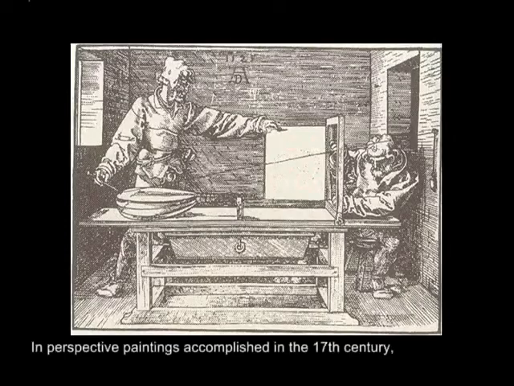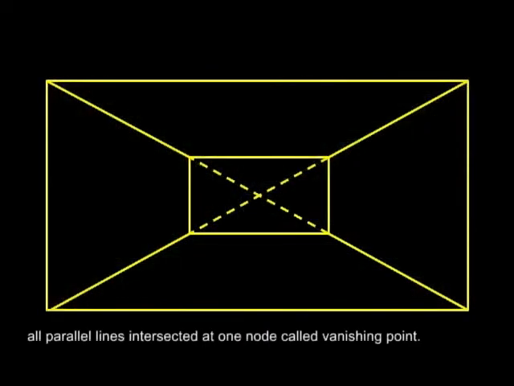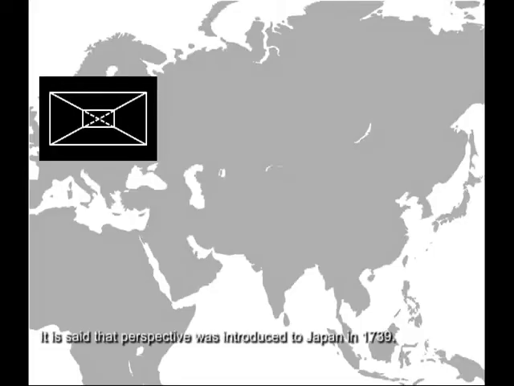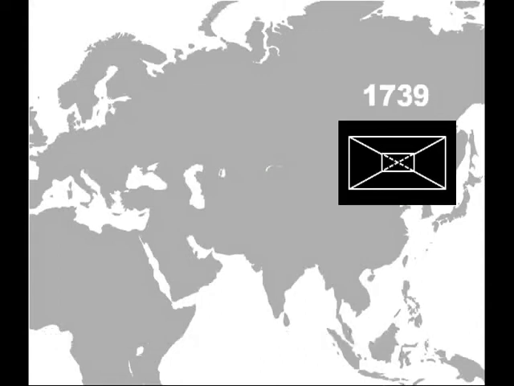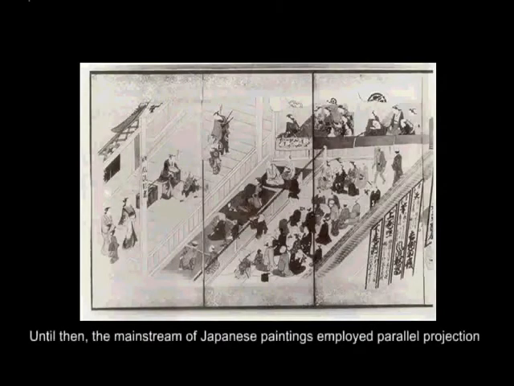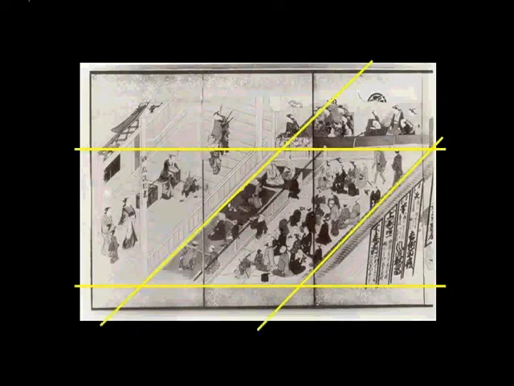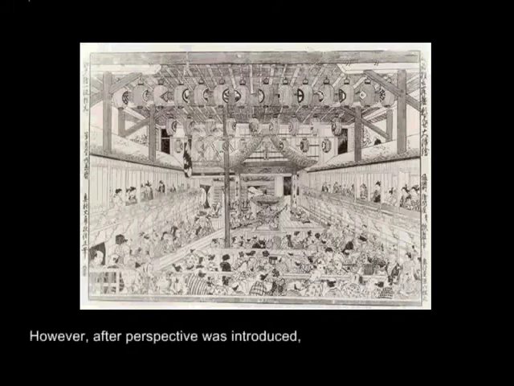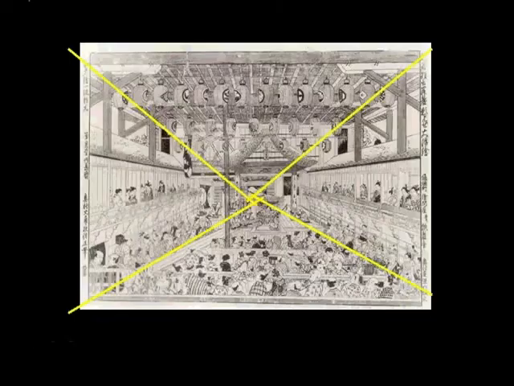In perspective paintings accomplished in the 17th century, all parallel lines intersected at one node called the vanishing point. It is said that perspective was introduced to Japan in 1739. Until then, the mainstream of Japanese paintings employed parallel projection, and the parallel lines in 3 dimensions did not intersect. However, after perspective was introduced, all parallel lines began to intersect at one node.